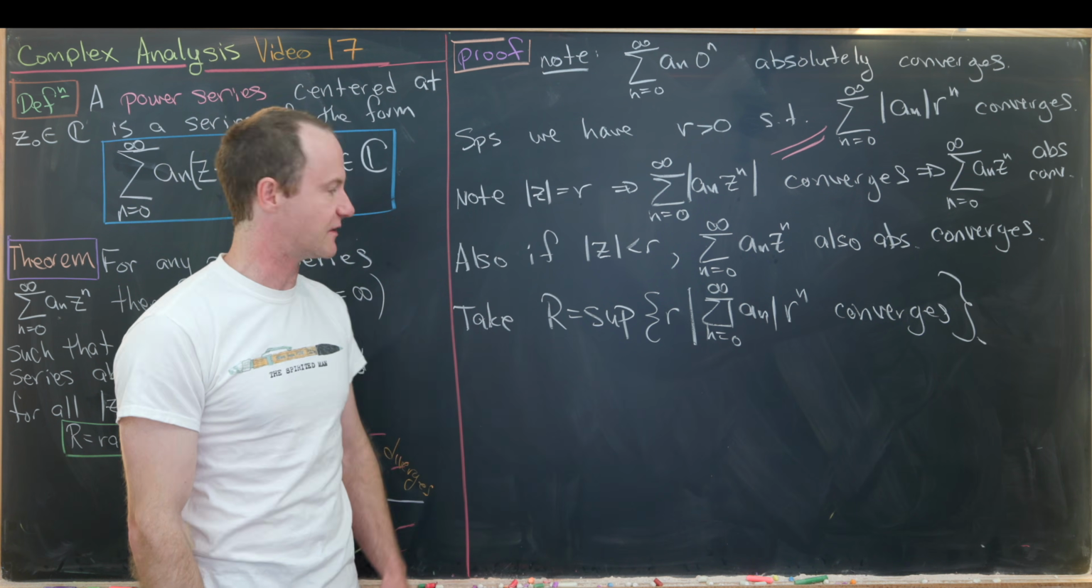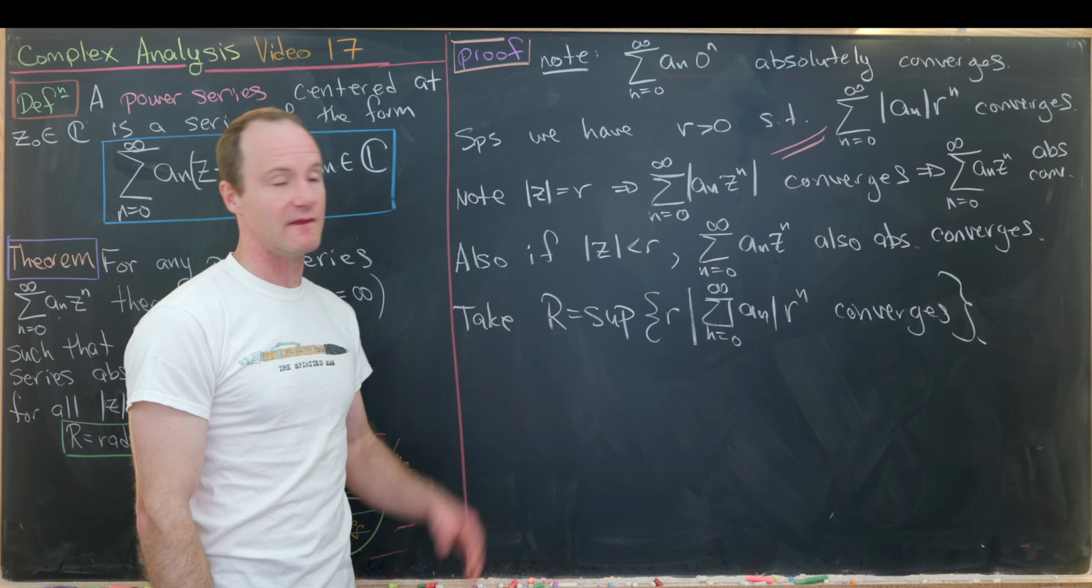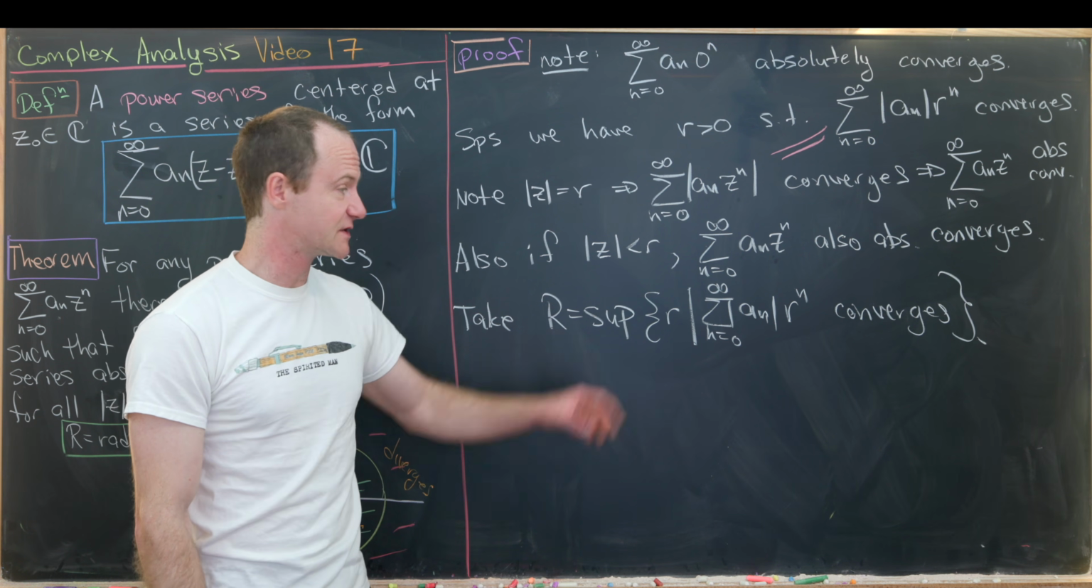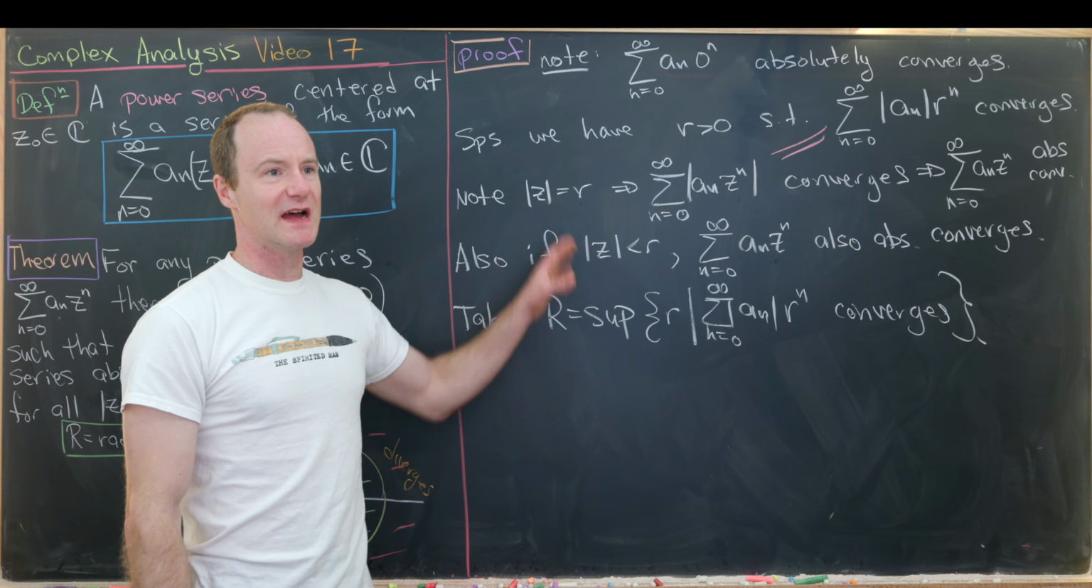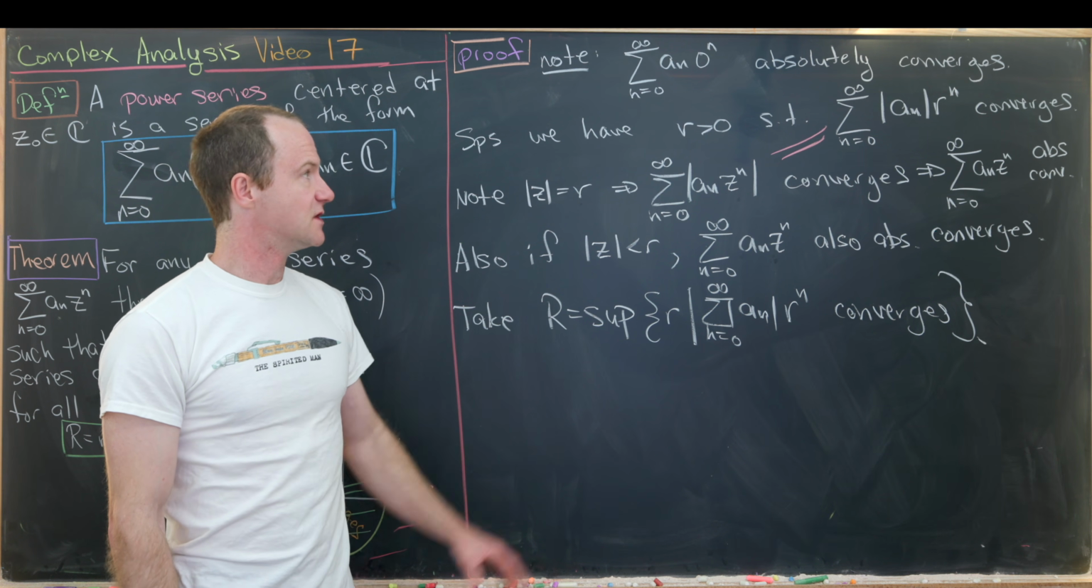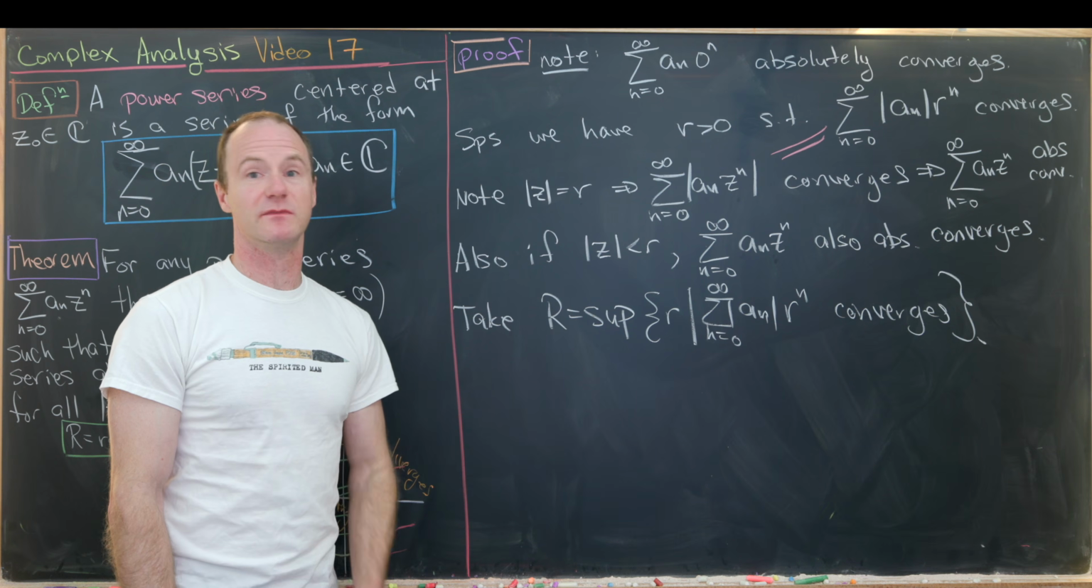But again, we don't have any information about what happens on that radius in this case. That's because we're taking a supremum, not a maximum. Okay, so that's the end of this proof. So let's maybe get rid of this and look at some examples.